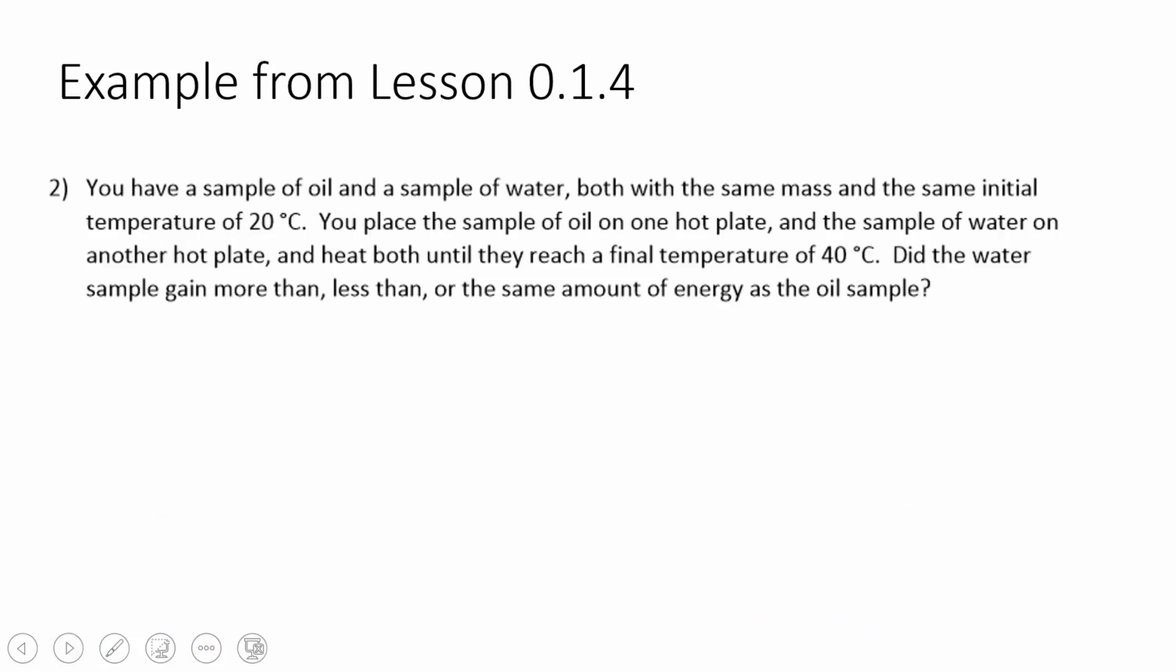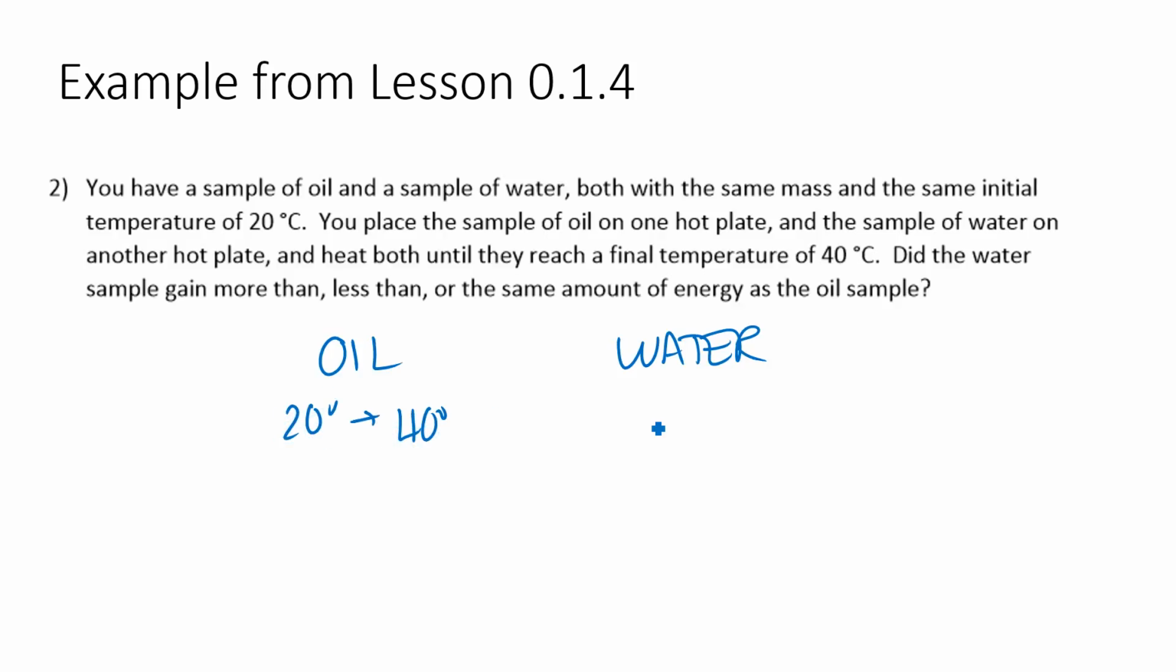Okay. Looking ahead here, here's one from lesson 4. You have a sample of oil and a sample of water, both the same mass, same initial temperature. You place the sample of oil on one plate and the water on the other plate. You heat both until they reach a temperature of 40 degrees. So you have oil and you have water. They're the same mass, same everything else. They're both going to increase in temperature from 20 degrees to 40 degrees. And we know from earlier that water has a specific heat of 4.2 joules per gram degree Celsius, and oil was about, I think it was about 1.8 roughly.